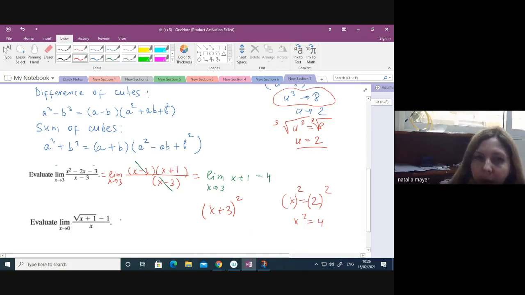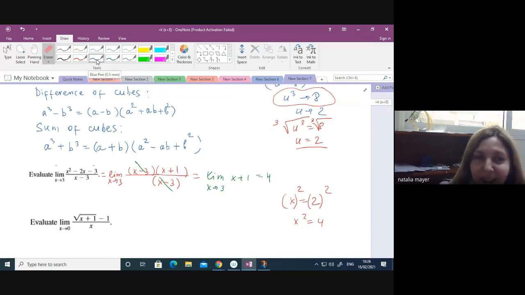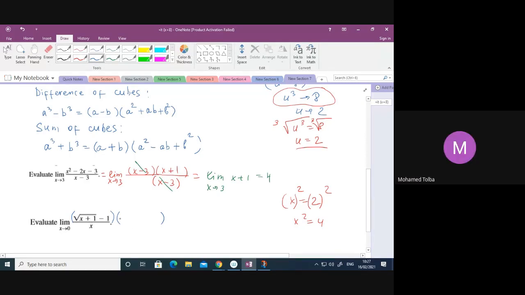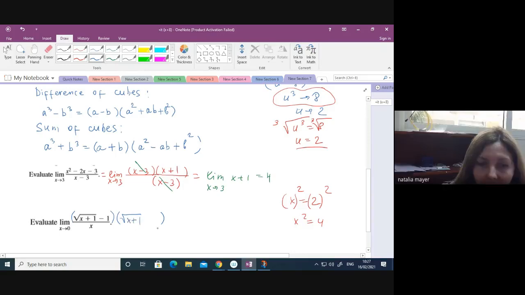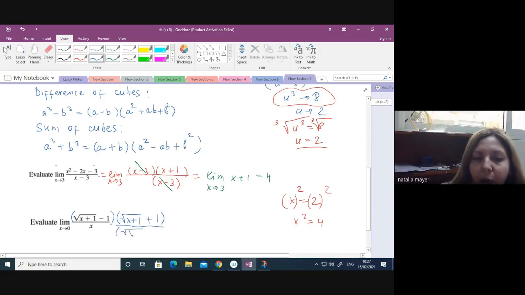Yes, we're going to multiply by the conjugate. Okay, so Mohammed, do you remember what a conjugate is? Tell me what is the expression which I'm going to multiply this one by? In the numerator, we have the square root of x plus 1, and then it'll be plus 1. Yeah. It's the same. Do you see that now?